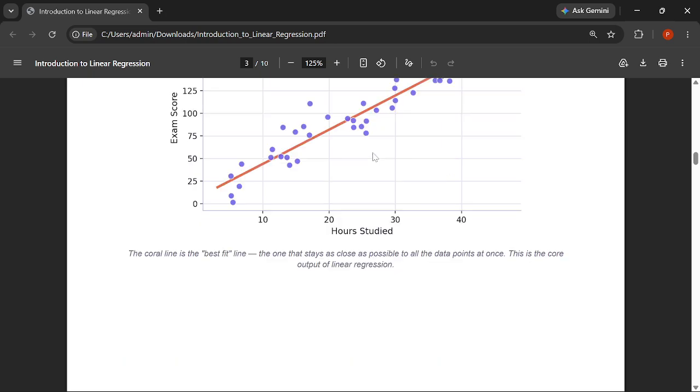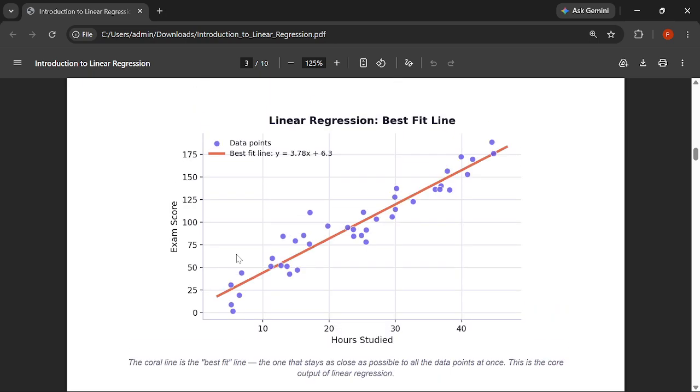Yeah, so you can see here it never goes through all the data points. It is not possible, and if it goes through all the data points, then overfitting should be there, and this is the biggest red flag for our model. You can see here how the line goes through some data points, minimizing the errors of all the other data points.